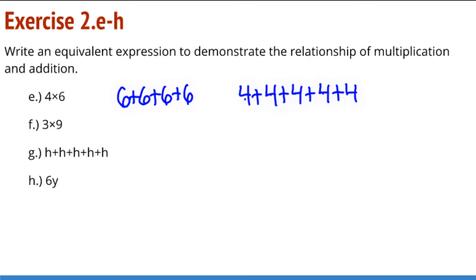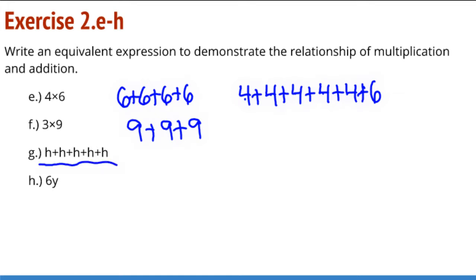1, 2, 3, 4, 5. One more. Oop. Except that would be a 4. All right, 3 of 9. Or I could write out 9 3s and add them together.